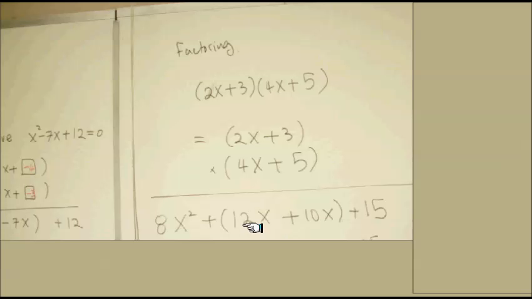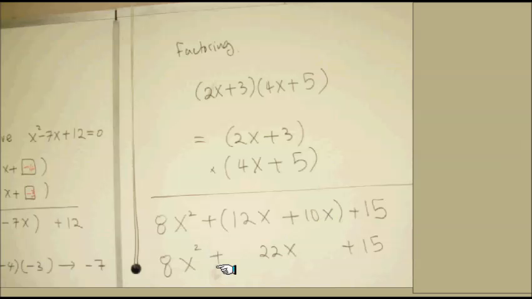From there, we have 12x from the 3 and 4, and 2 and 5, we get 10x. So together, it's a 22x. So they simplify to this polynomial right here: 8x squared plus 22x plus 15.